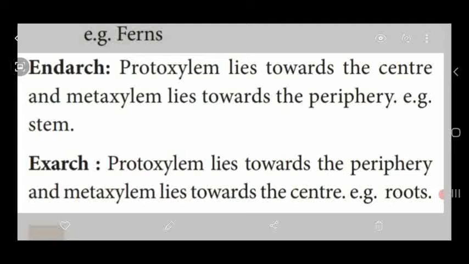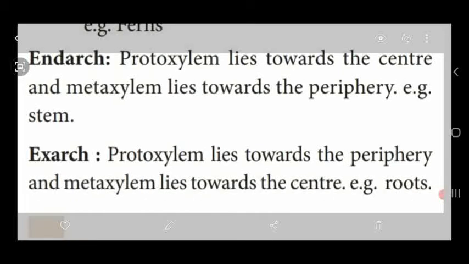Where is the protoxylem? It lies towards the margin, towards the periphery. Protoxylem which lies towards the periphery, that type of xylem is called, what is that one? Exarch xylem. Protoxylem which lies towards the periphery, that is margin, outer surface, if it is towards the margin, that type of xylem is called exarch xylem, outer region.